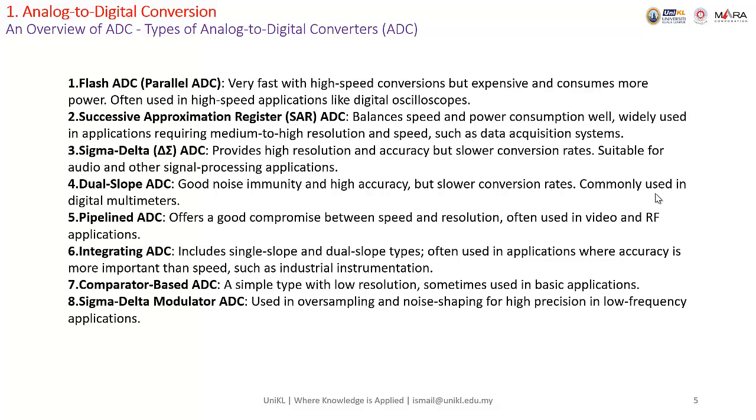Second one, we have the successive approximation register (SAR), which is widely used in microcontrollers because it balances speed and power consumption well, and it is widely used in applications with medium to high resolution and speed, such as data acquisition systems. Very simple one. Then we have sigma delta, which provides high resolution and accuracy but a slower conversion rate. Dual slope ADC has good noise immunity.